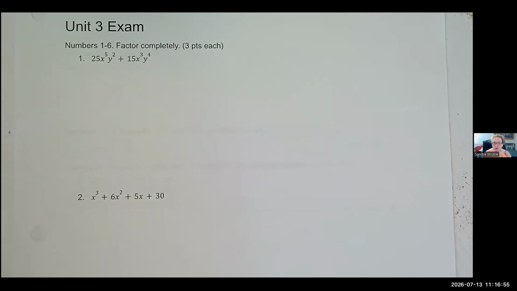I can see they're both multiples of 5, so I'm going to factor out a 5, but I also see that they both have x's and y's.